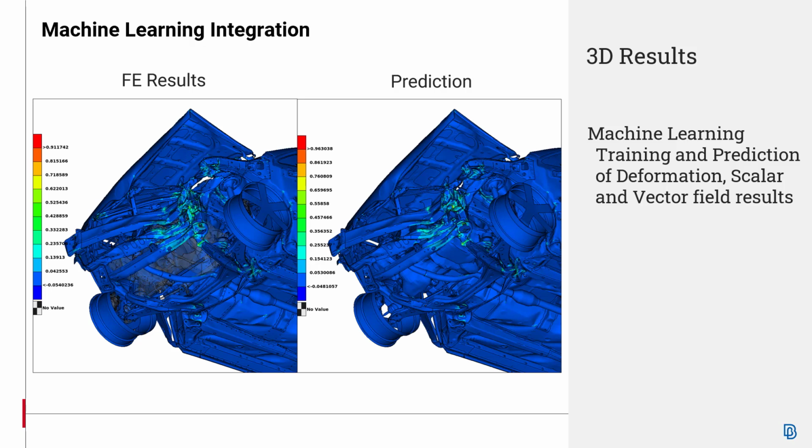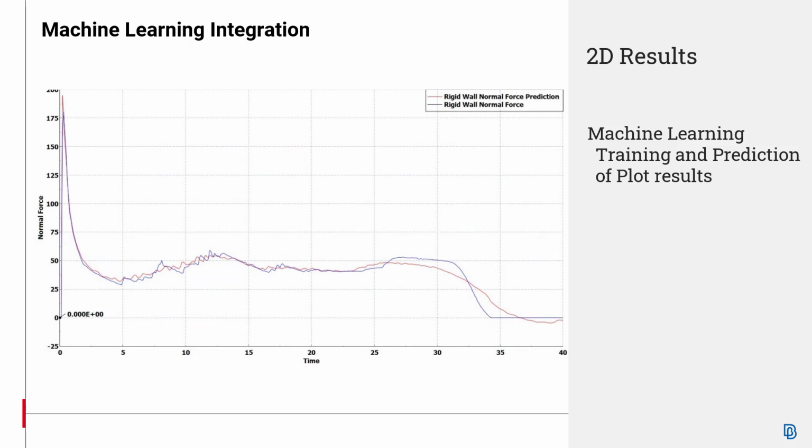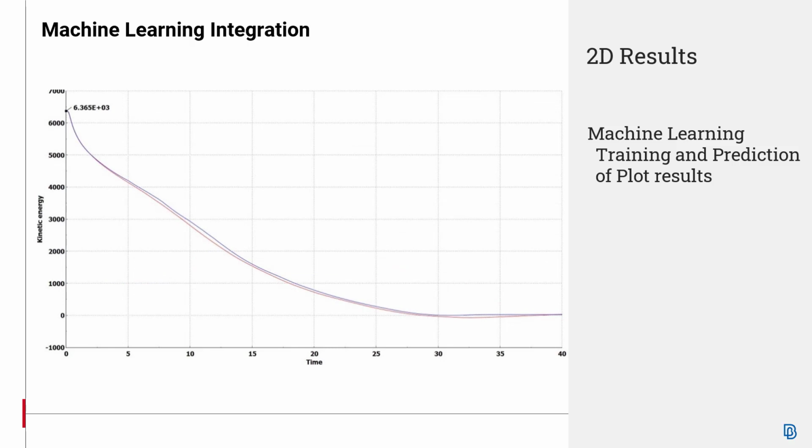Key values, as well as all available 2D and 3D results recognized from the simulation runs results, are available for machine learning training. 2D plot results can also be used for machine learning training and prediction.